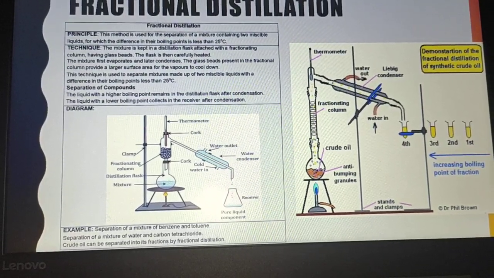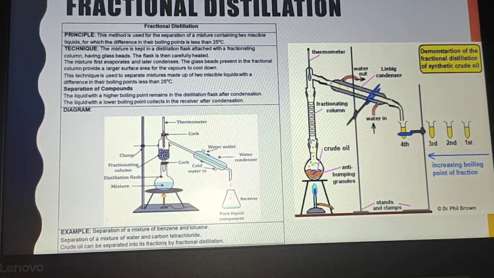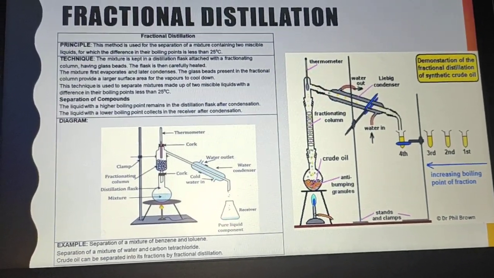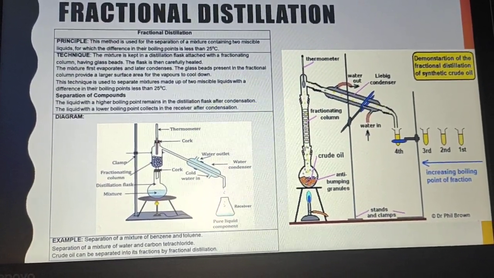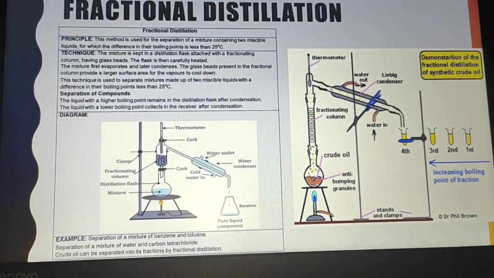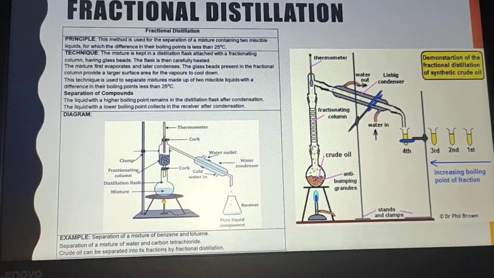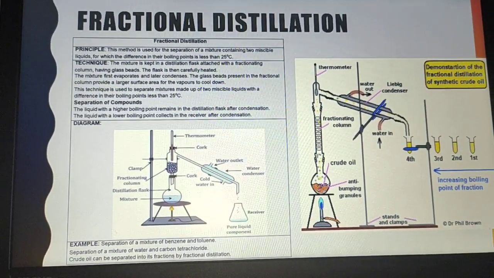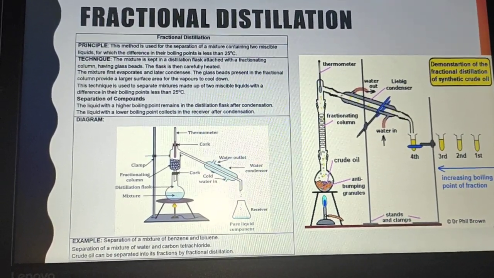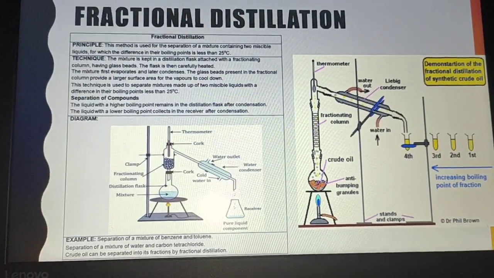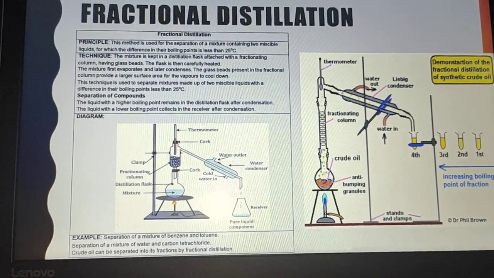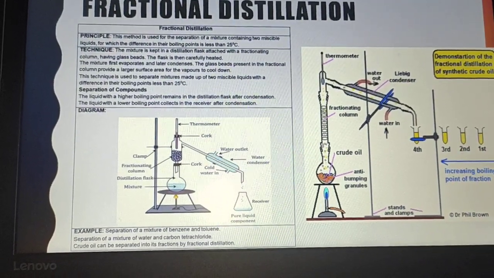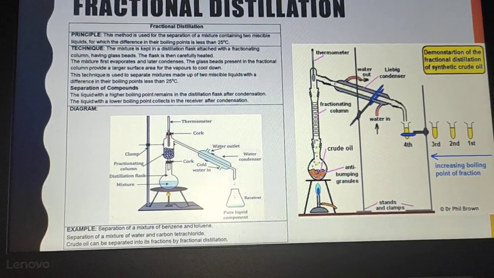The glass beads present in the fractionating column provide a large surface area for the vapor to cool down. So what is the importance of the glass beads here? There will be one more question on this. The glass beads present in the fractionating column provide a large surface area for the vapors to cool down. This technique is used to separate a mixture made up of two miscible liquids with a boiling point difference of less than 25 degrees Celsius.